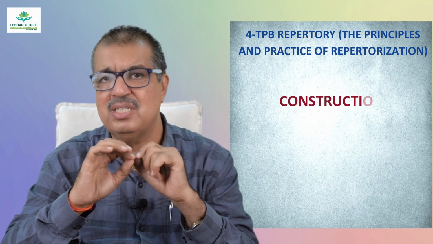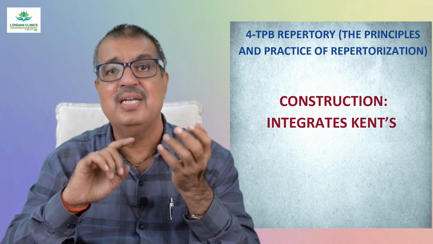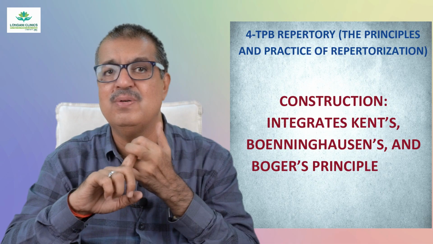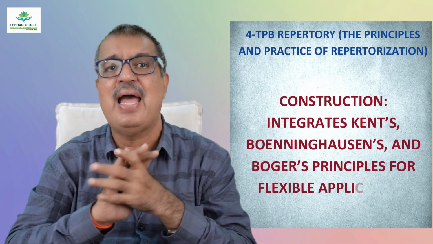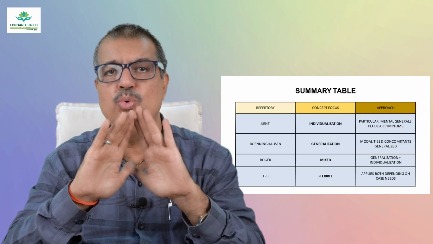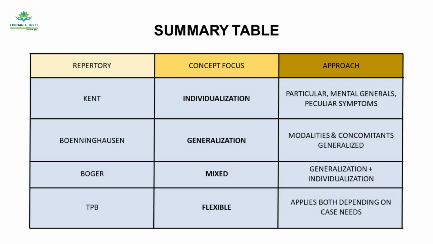What is the construction here? It integrates Kent's, Boenninghausen's and Boger's principles for flexible application. Now let's understand it through a chart. Please go through the chart. In short, Kent, individualization. Then Boenninghausen, generalization. Boger, combination of both. TPB, practical synthesis of all.